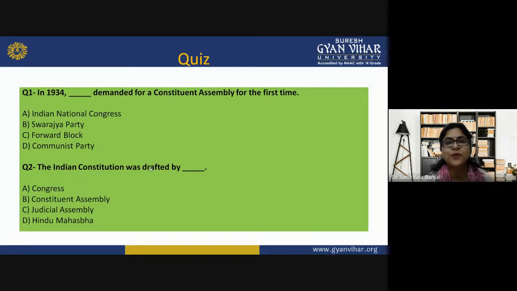Now, students, it's quiz time. So let's go through the questions. In 1934, dash demanded for a Constituent Assembly for the first time. All of you answer the questions in my comment box and just understand the concept of the Indian Constitution in a brilliant way. So is it Indian National Congress, Swaraj Party, Forward Bloc, or Communist Party? All of you answer me, please, in the comment box.